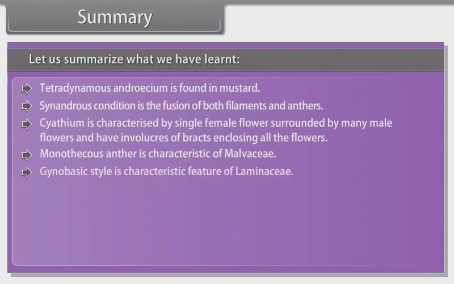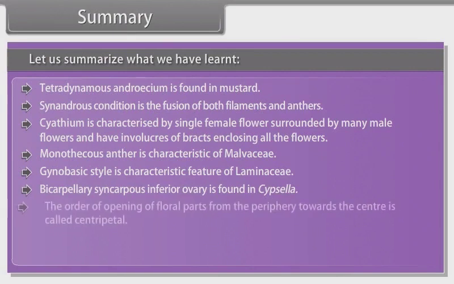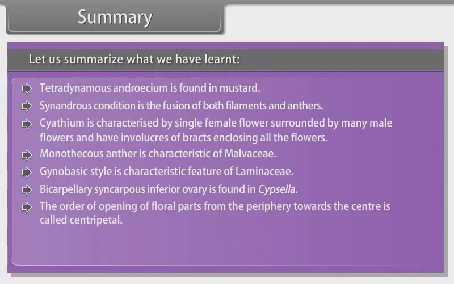Gynobasic style is a characteristic feature of Lamiaceae. Bicarpellary syncarpous inferior ovary is found in cypsela. The order of opening of floral parts from the periphery towards the center is called centripetal. Glumes represent bracts. Smallest flower is Wolffia.